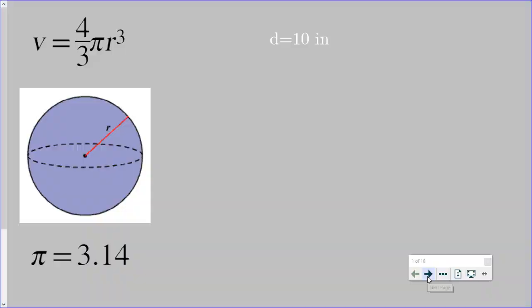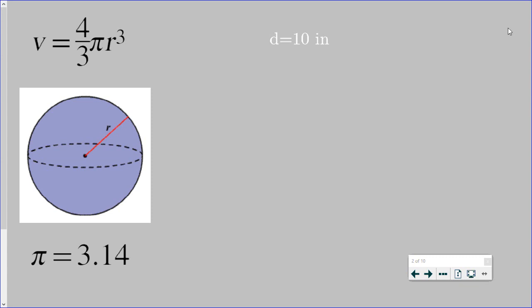Today's video is going to be slightly different. Instead of jumping right into the book, we are going to practice with the formula once, and then we're going to jump into the book and use that formula to actually solve the problem. So here on the left, I've got the formula, and then I've got a sphere.